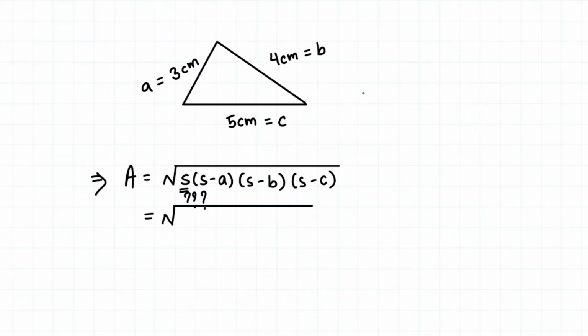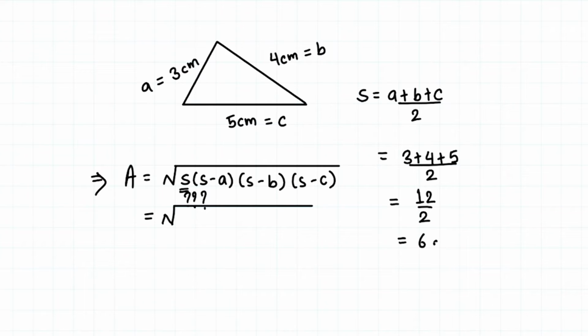So your first step should be finding the value of S, which is A plus B plus C divided by 2, right? It's the semi-perimeter. And we know that the values of A, B, and C are 3 plus 4 plus 5 divided by 2, which is going to be equal to, so 3 plus 4 is 7, 7 plus 5 is 12, divided by 2. So it's going to be 6. Okay. So the first step in finding the area of these types of triangles is to find the value of S first. Then use the formula of area, right?